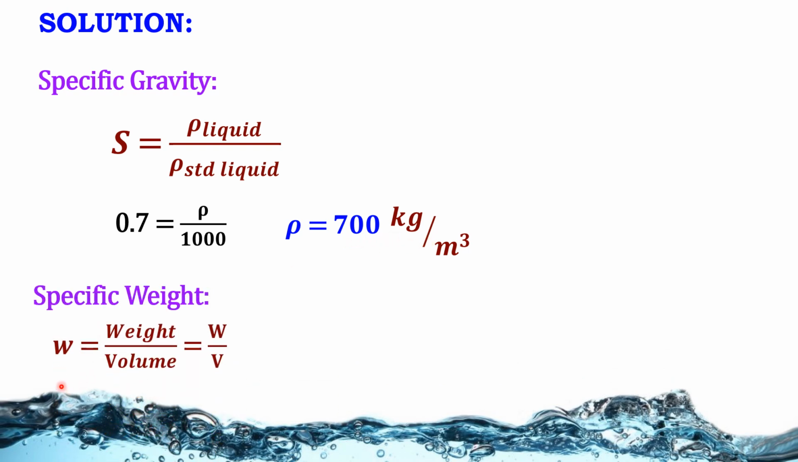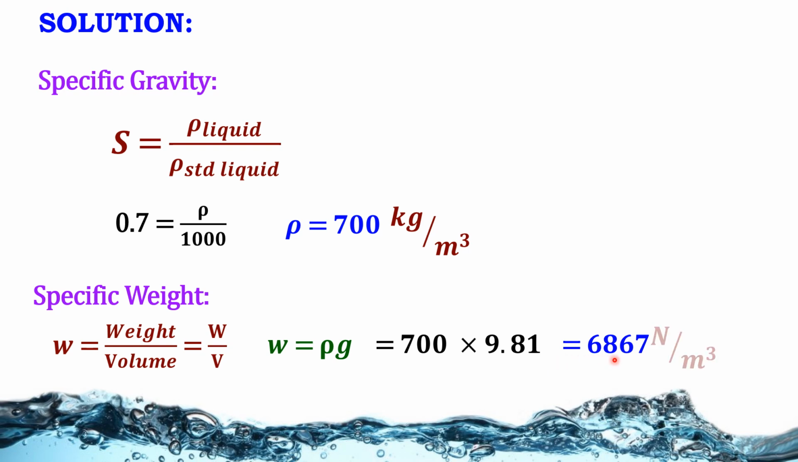Specific weight. Specific weight is equal to weight by volume. So another formula is W is equal to rho into G. So 700 into 9.81. Therefore, specific weight of petrol is 6867 Newton per meter cube.